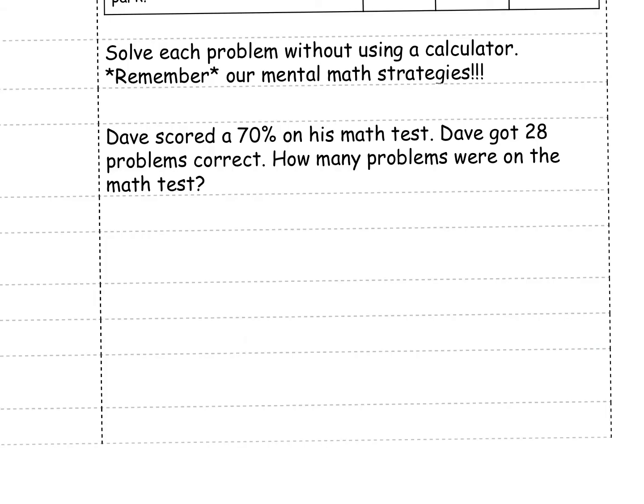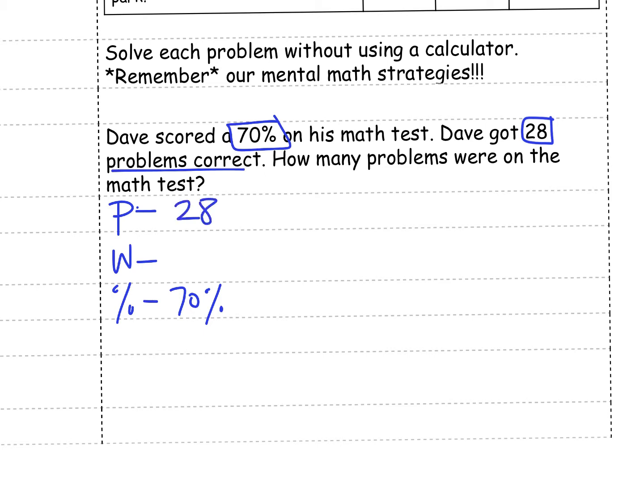Our first problem today reads, Dave scored a 70% on his math test. Dave got 28 problems correct. How many problems were on the test? So just like what we did last week, I want to identify the part, the whole, and the percent to start us off before we think about solving. I know 70 is my percent. 28 is the ones he got correct. So that is part of his answers. And how many problems total would be what I'm missing.